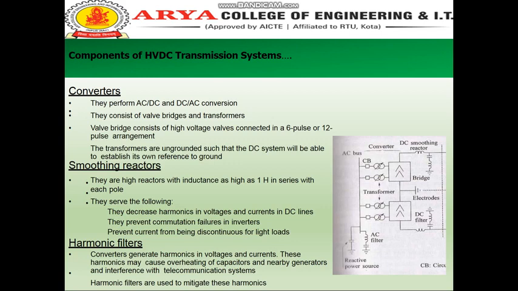Harmonic filters: the converter generates harmonics in voltage and current. These harmonics may cause overheating of capacitors and nearby generators, and interference with telecommunication systems. Harmonic filters are used to mitigate these harmonics.